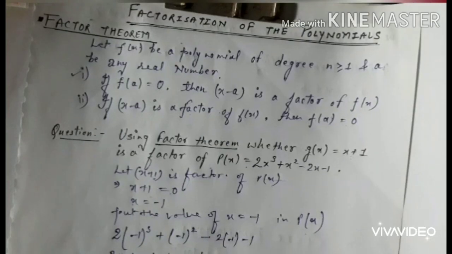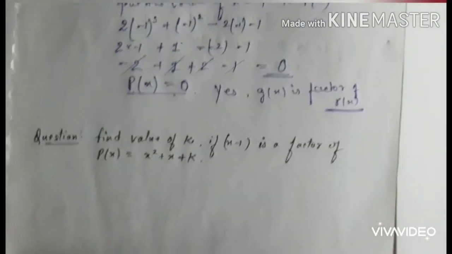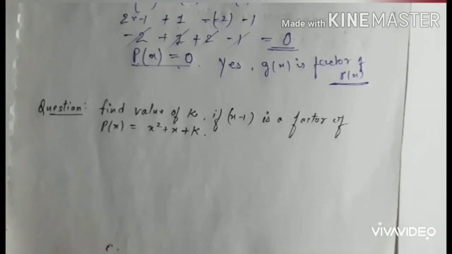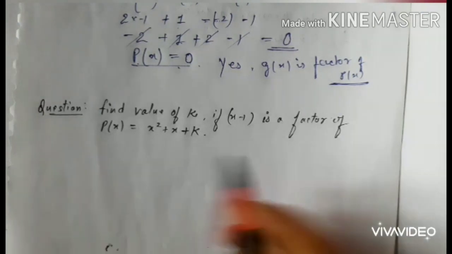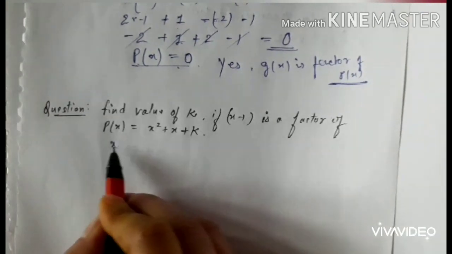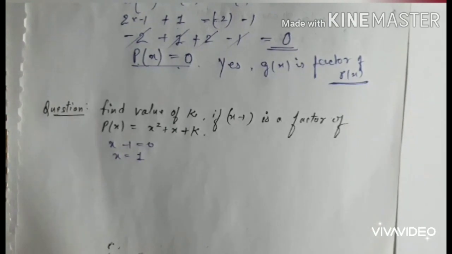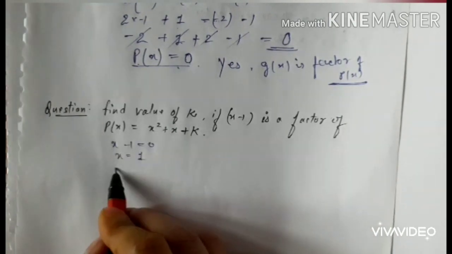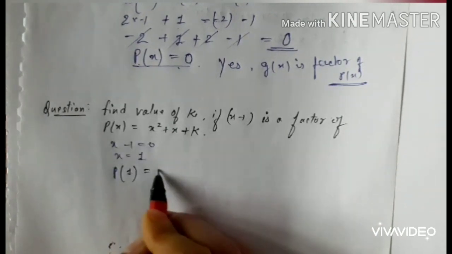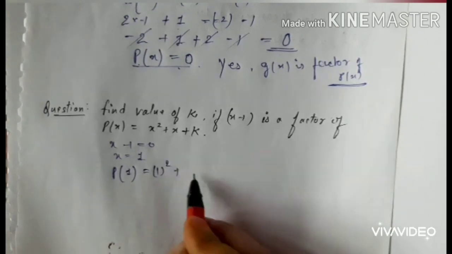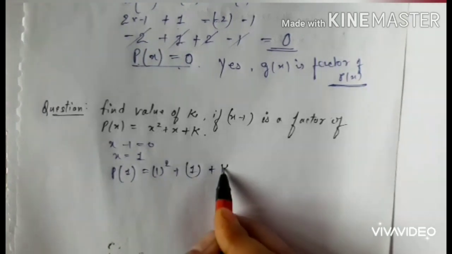Factorization of the polynomial. We are doing one more question here, a little bit changed. Find the value of k if x minus 1 is a factor of p(x). If this is a factor, then x minus 1 equals 0, so x becomes 1. Now put the value here: p(1) equals 1 squared plus 1 plus k.